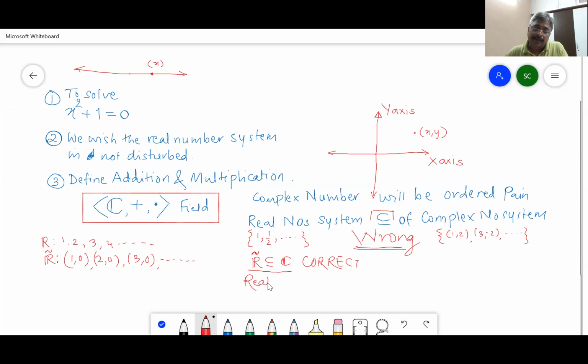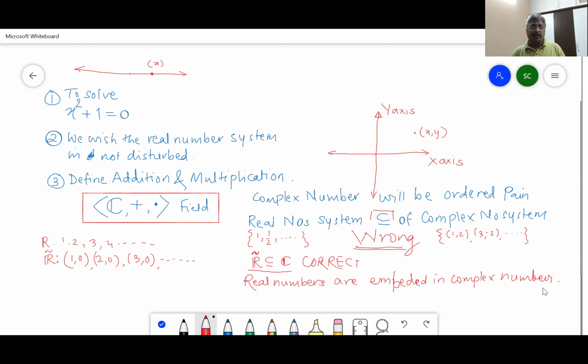Real numbers are embedded in complex numbers. Okay, that is the approach that we will take. That is the only way we can sort this problem out and go ahead with that, right?